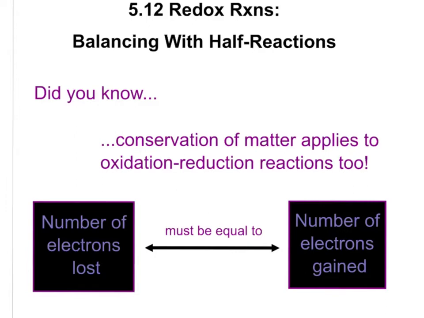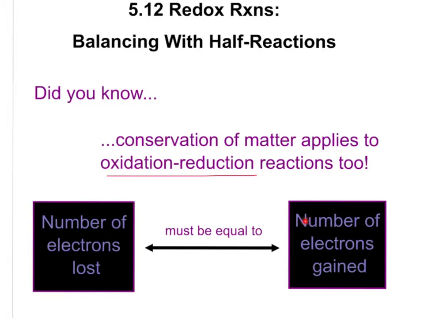Did you know the conservation of matter applies to oxidation-reduction reactions too? When we're doing oxidation-reduction reactions, it's important that you remember we're transferring electrons. So the number of electrons lost must be equal to the number of electrons gained. It's a really important concept, and that's what makes this a little bit more complicated, because we're not only keeping track of individual atoms, we're also keeping track of the electrons and the changes in the charges.